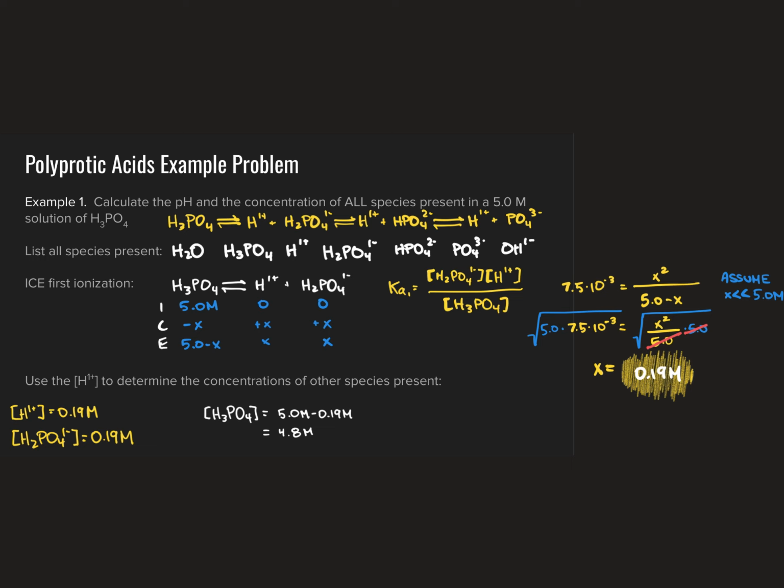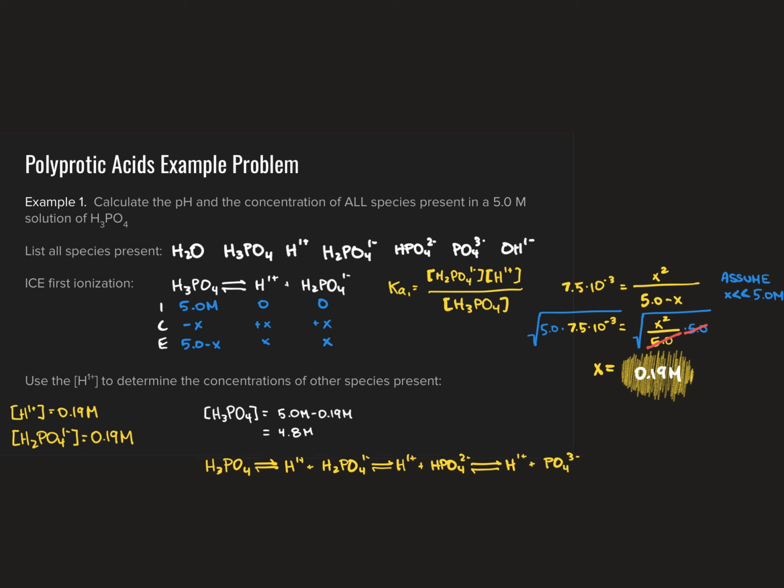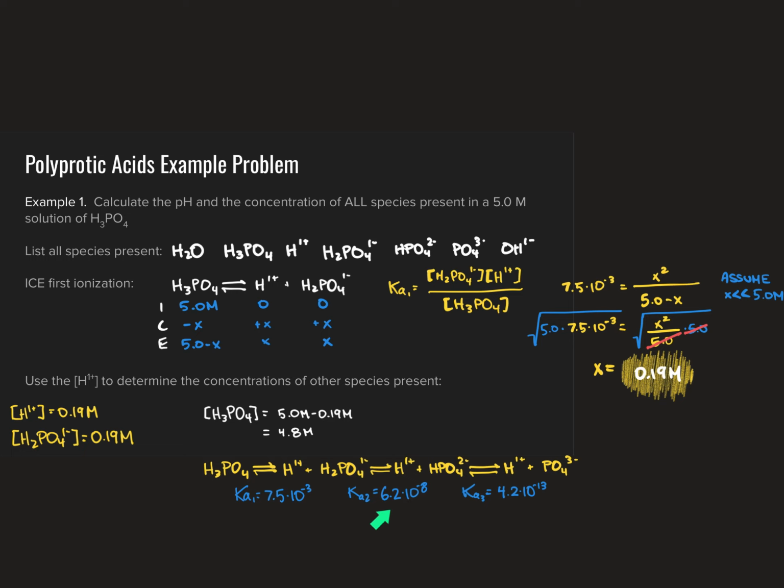Now, the trick to moving forward from here is to have a look at what we know about the relative values of Ka2 and Ka3 for the second and third dissociations of the phosphoric acid molecule. In comparison to Ka1, Ka2 is a value of 6.2 times 10 to the negative 8th, and Ka3 is a very, very small K value. That Ka3 is 4.2 times 10 to the negative 13th. Implying, therefore, the second and third dissociations are significantly less favorable than that first dissociation of the phosphoric acid molecule.